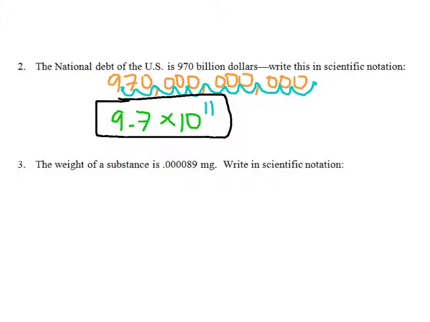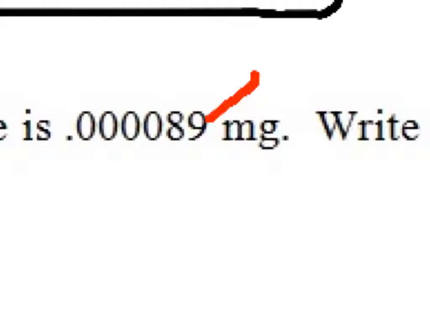Look at the second example. It says the weight of a substance is 0.00089 milligrams. Write this in scientific notation. So let's get in a little closer here and look at that number. We want to look at a really small number now. Here's our decimal out here. We want to come to the beginning and pick out a number between 1 and 10.